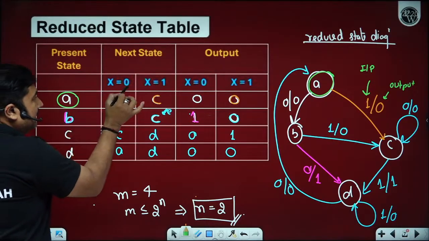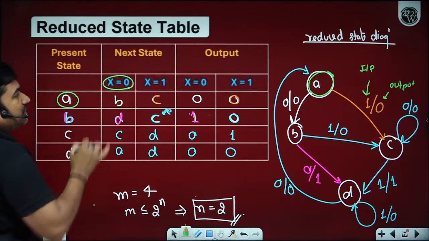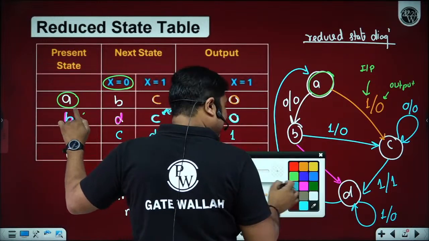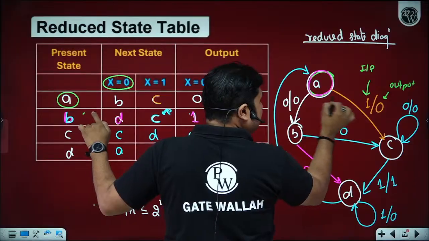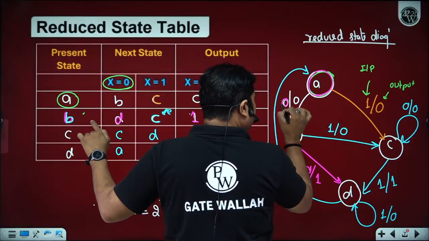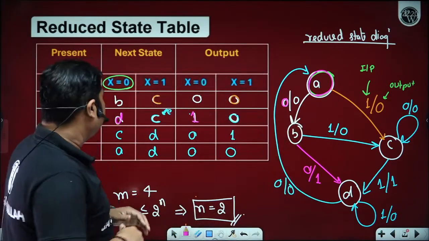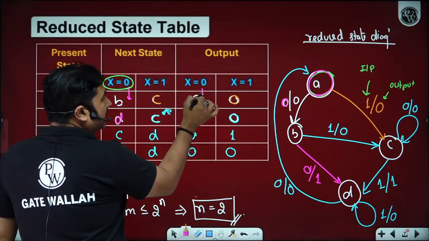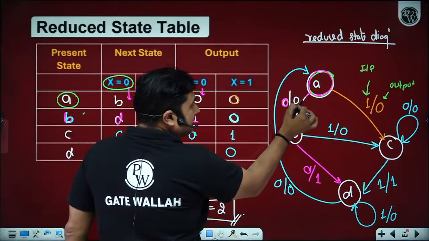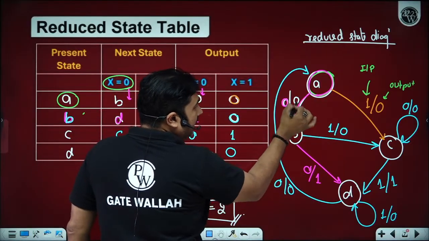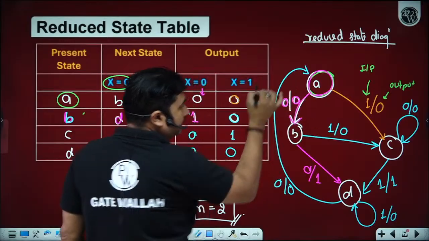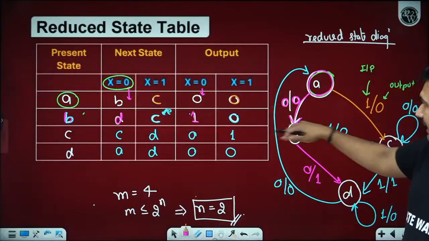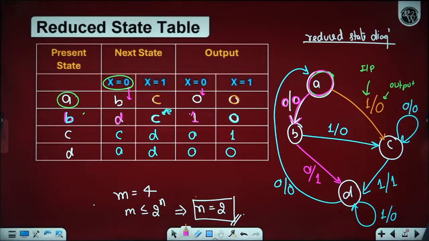Present state A, input x is equal to 0. Next state will become B and output will become 0. So the next state is indicated by the arrow and the output is indicated here. How many of you are now able to understand? In the same way, I have constructed the entire state diagram.